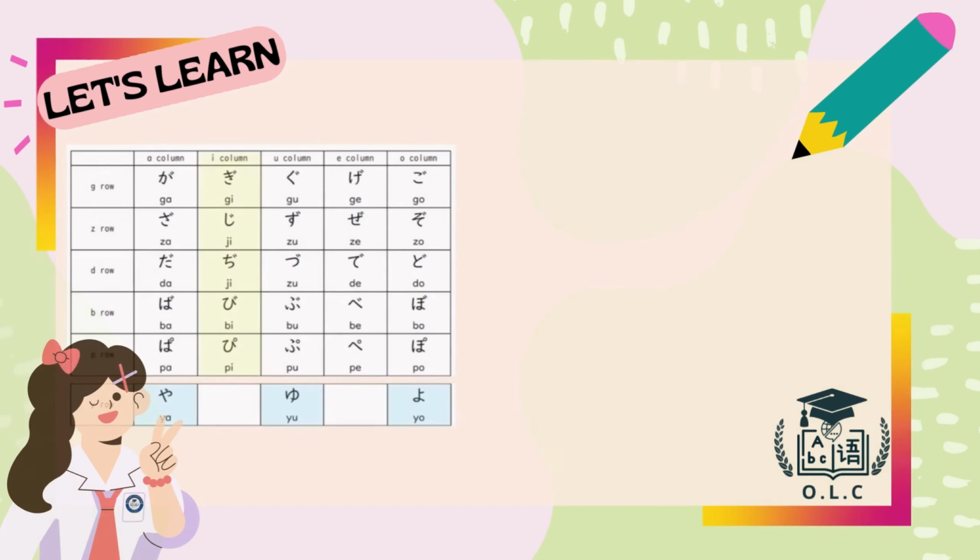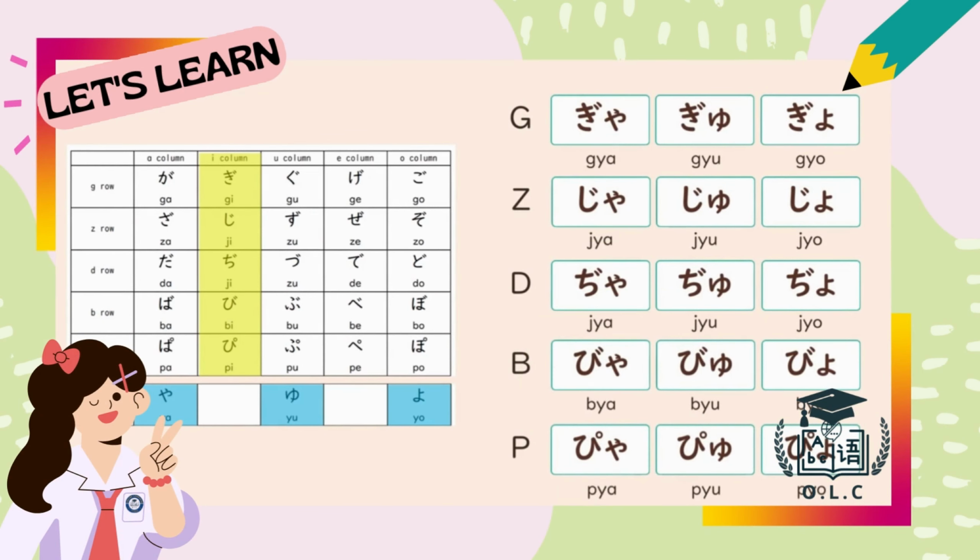In this lesson, we will go over how we form Yōon sounds by combining DAKUTEN and HANDAKUTEN with ya, yu, and yo. Now, forming Yōon sounds with DAKUTEN and HANDAKUTEN characters is the same as what we learned in the previous lesson. So we combine the character in the I column with one of the three characters from the Y row. So the combined characters are pronounced as following.